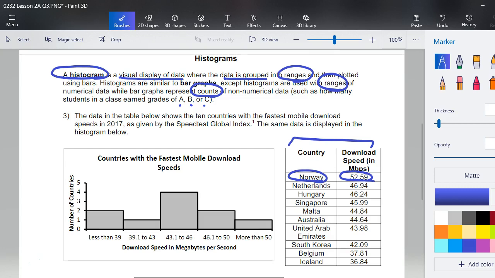Part C, if you wanted to know the most common range of download speeds for the fastest 10 countries, would you use the table or the histogram? And then looking at how the question is worded, the most common range, a reminder that a histogram has a range or ranges, and then the amounts are listed as groups in the visual display in the bars. Like right here, you can tell that 4 countries have these speeds, where only 1 country has this speed, and this must be Norway. Keep going, box plots are next.